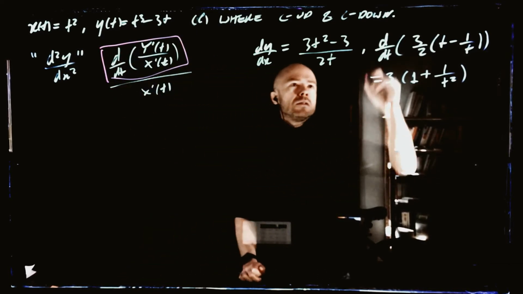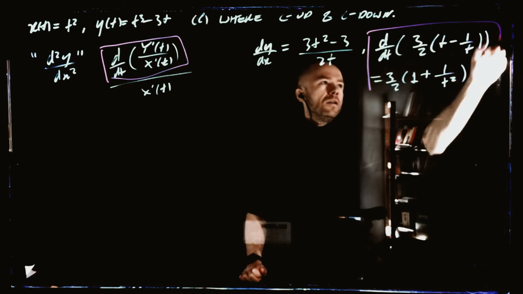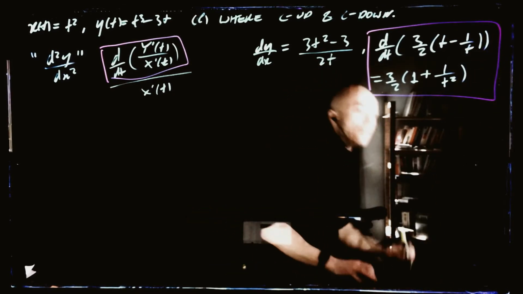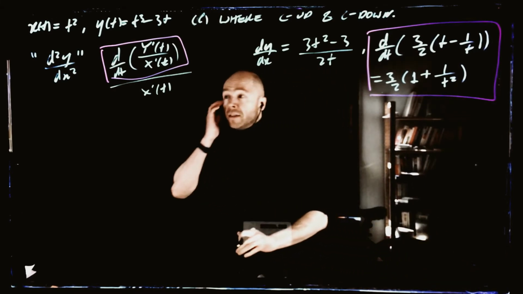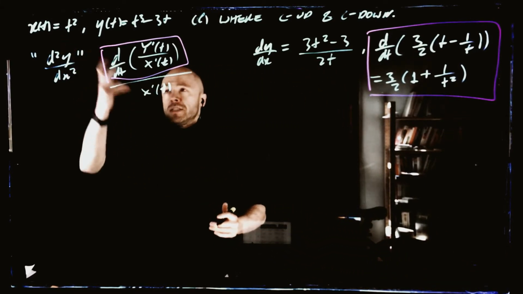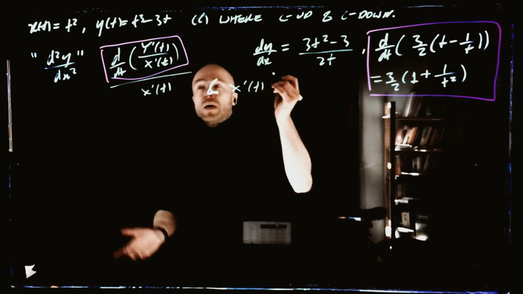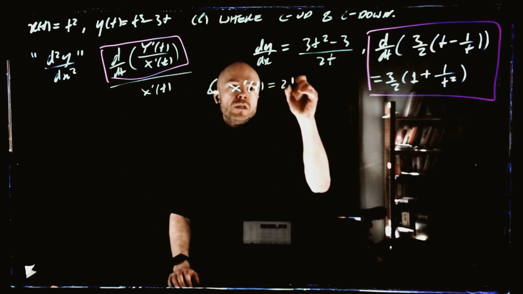That part is this part. Cool. And then the second part is just the derivative of this thing with respect to t, x prime of t. You just see what it is, it's just 2t.